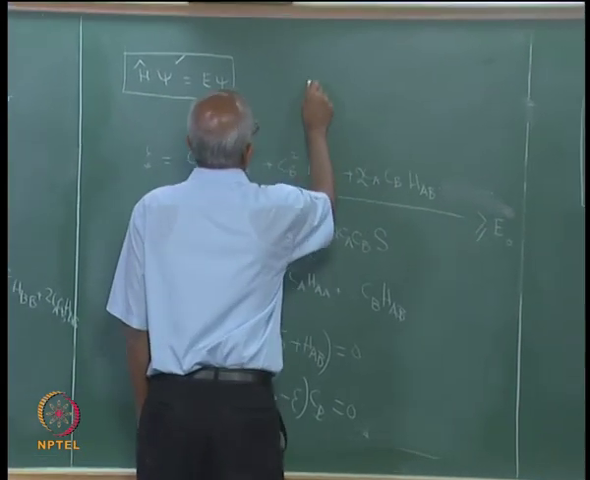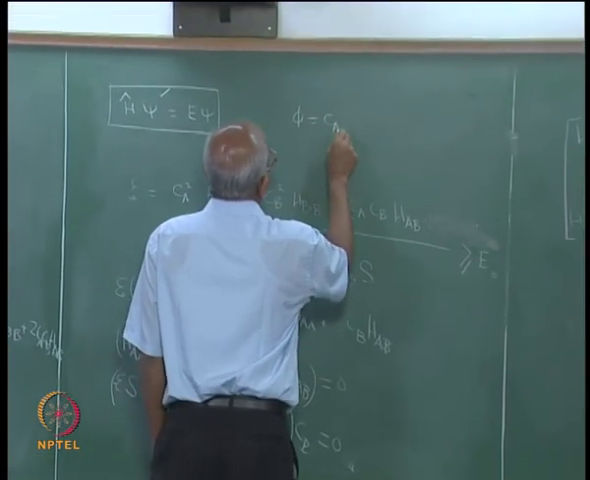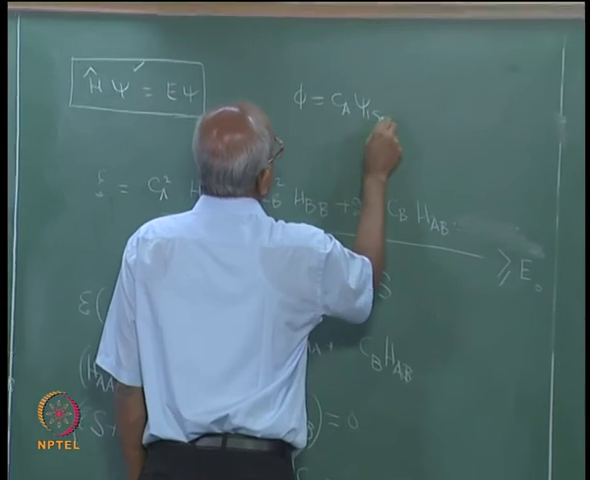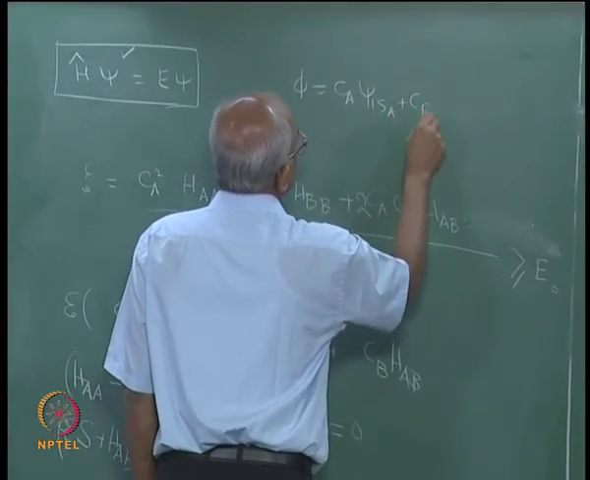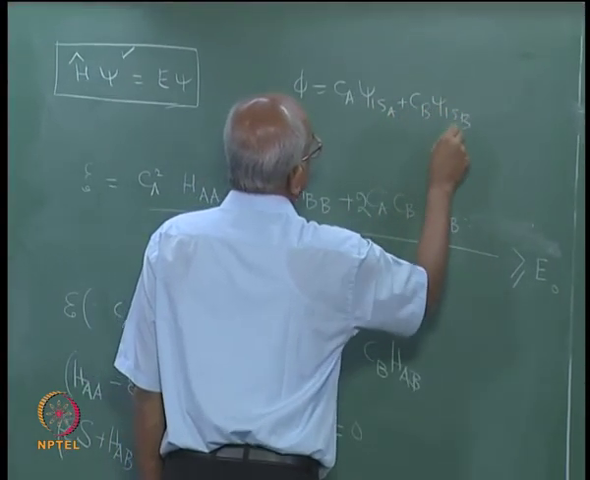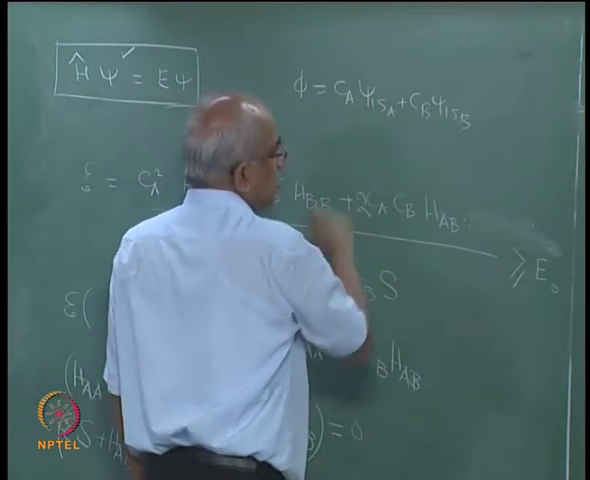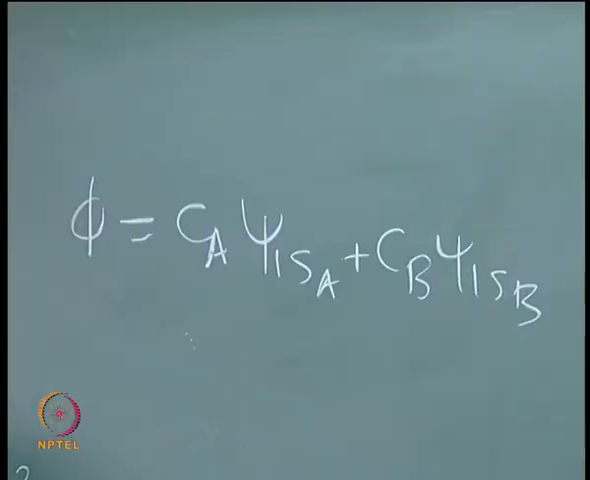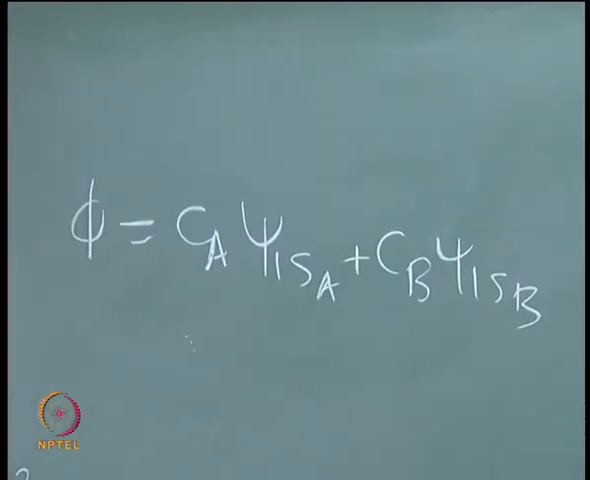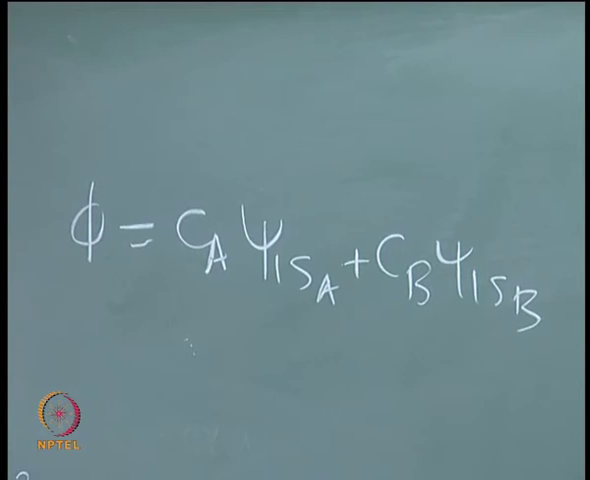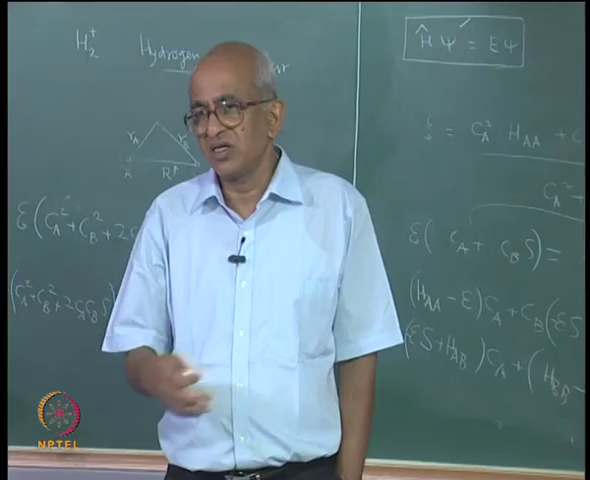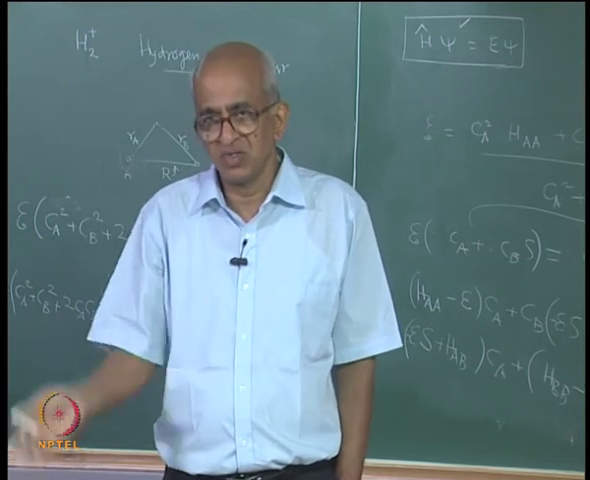And what is the trial function? The trial function has the form phi is equal to CA psi 1s A plus CB psi 1s B. But now you are finding a solution where CA and CB both are 0. Is that acceptable? Definitely not, because your electron is there in the molecule. You cannot have the wave function for the electron identically equal to 0, that is impossible.